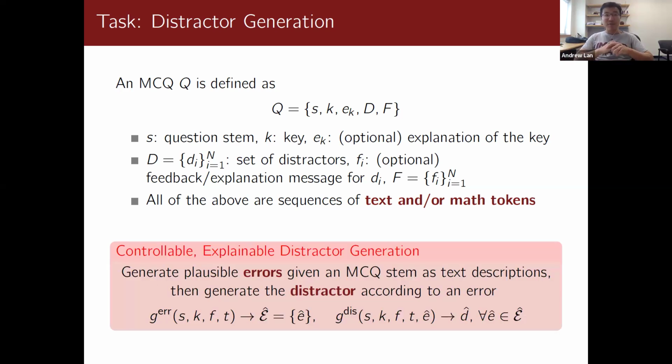Our goal in this particular work is to perform controllable and explainable distractor generation. Given a particular question stem, and possibly other corresponding components like the correct solution and the explanations, I want to generate a set of possible errors. In other words, what can the student possibly do wrong in this problem? The second part of our task is that for every one of those plausible errors, I want to generate a corresponding distractor. In other words, if you make that mistake or follow that particular flawed reasoning process, here is the final answer that you will get as a result to this question.